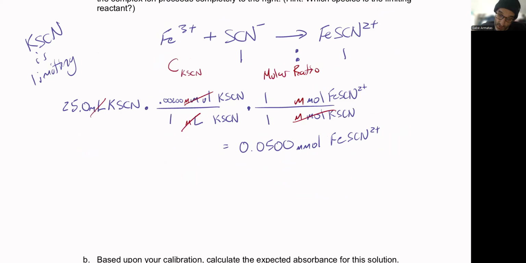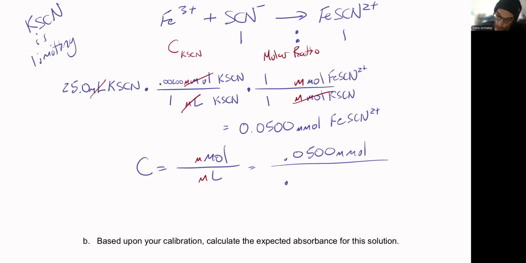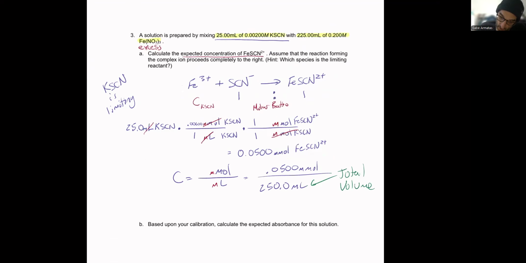But that wasn't the question. The question was, what is the expected concentration? So concentration is going to be moles per liter, or in this case, millimoles, and therefore I'm going to need milliliters. So in this case, I have 0.0500 millimoles all over how many milliliters? Well, 250 total milliliters. This is the total volume. Remember, it was diluted, although we didn't really include it. That 225 plus the 25 gives me a total of 250 mils.